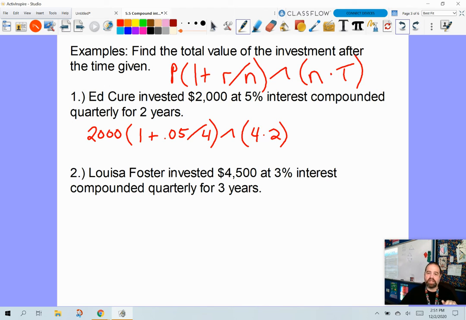If you don't know where that's at on your calculator, let me know. If you're using the calculator on your cell phone, it's kind of freaky in there, but it does exist. It's just not the best. So I've set this up and already worked it out. At the end of 2 years, Ed has $2,208.97.